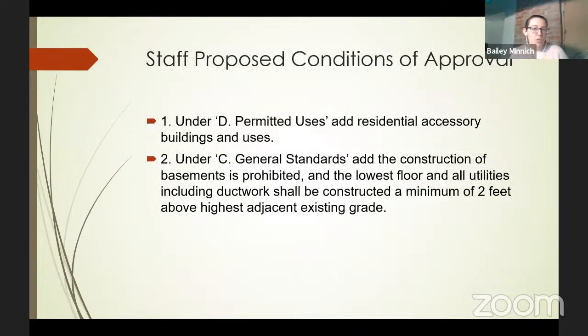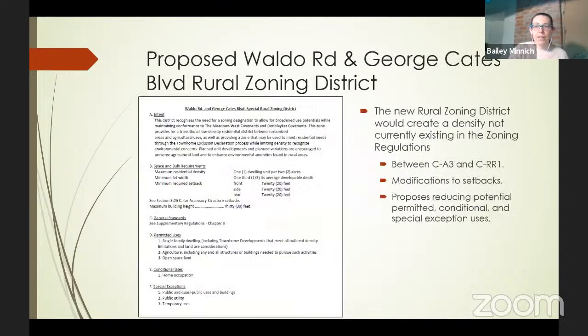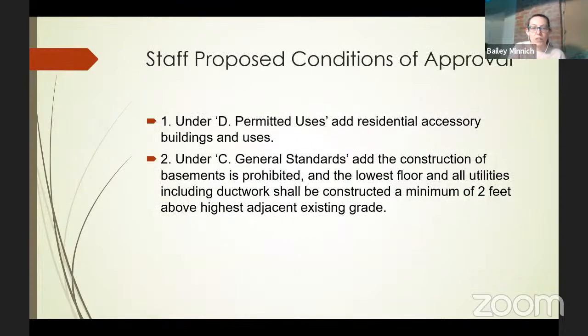We are proposing 2 conditions of approval if it does go through. One of them is that they add under D, so over here under permitted uses in that D section, if you notice it, they have listed under agriculture, including any and all structures or buildings necessary to pursue such activities. One thing that we are recommending is that they do the same for the single family dwellings. So they add residential accessory buildings and uses to the list of permitted uses.